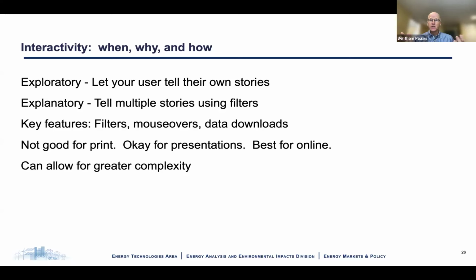Interactivity obviously is not good at all for print. You can't click on your newspaper. It's okay for presentations because the user can't use it during a presentation, just like right now, which is why we're giving you the PDF. But I can use it so I can show things to you. It's really best for online presentation where the viewer comes to your website and uses it themselves and has the time to spend to use the tool. And the real reason for why is that it allows for greater complexity of your storytelling. You can tell lots of stories instead of just one, as with a static figure.